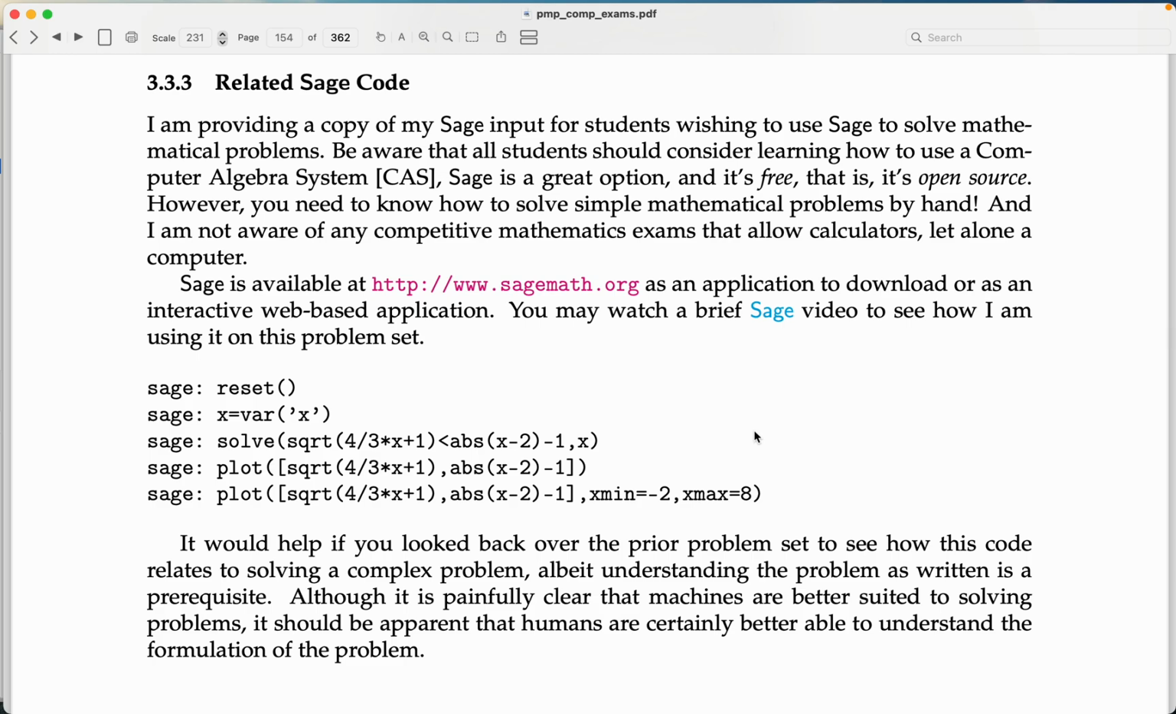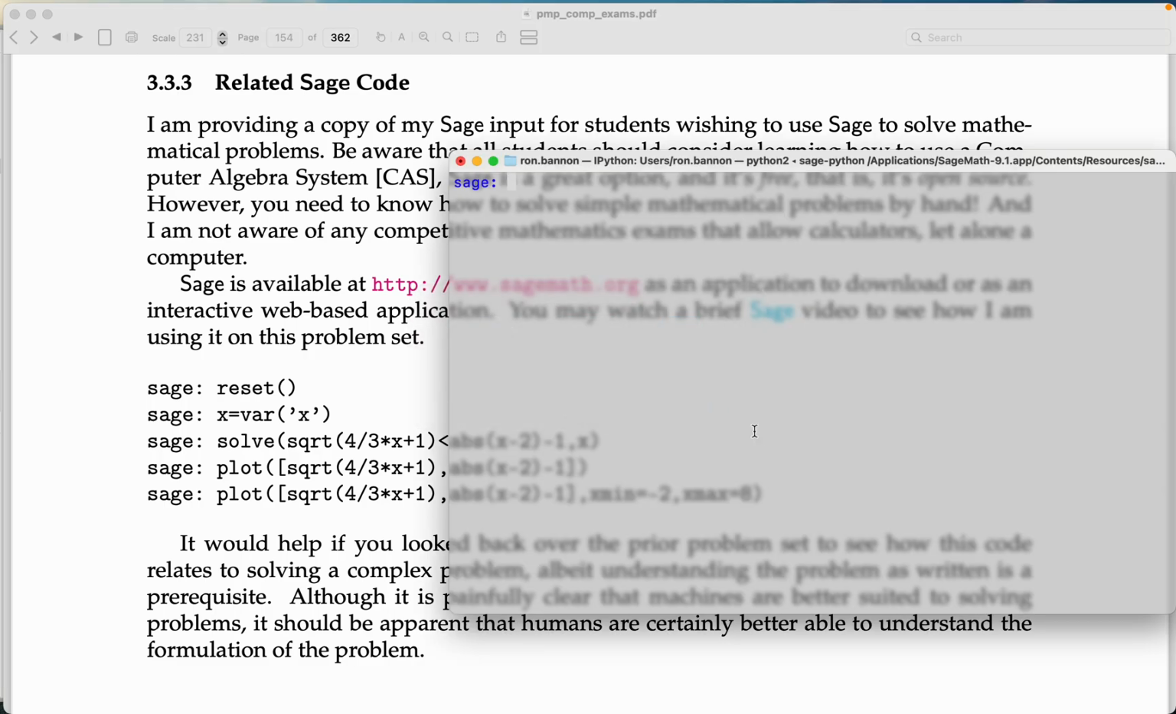We're in section 3.3.3, the related Sage code. What we're looking at is code and seeing how it pertains to the problem set that was just presented to you. So let me get my terminal open, and I'll type the commands in, and then we'll look back over the notes, see how this applies to what we've done here.